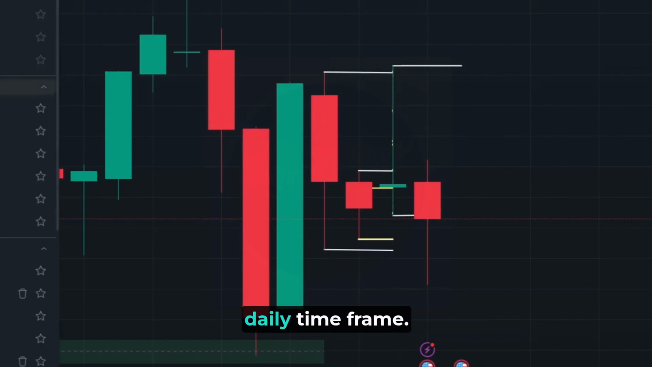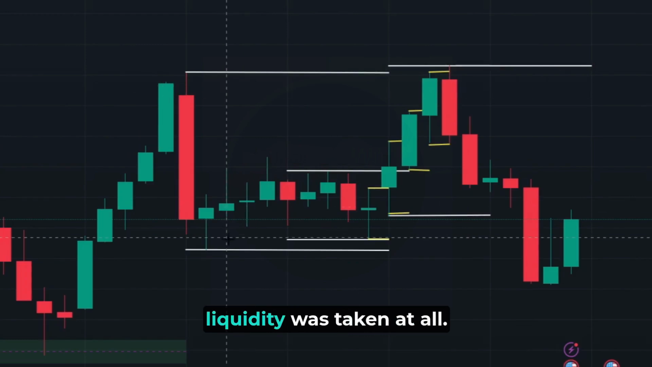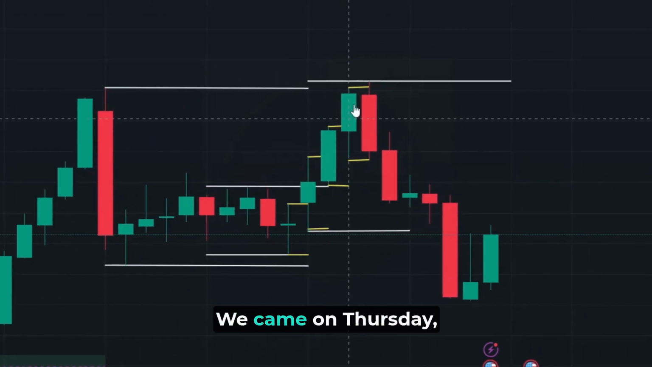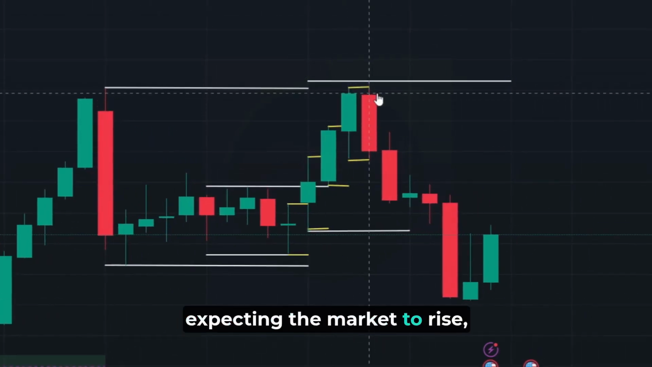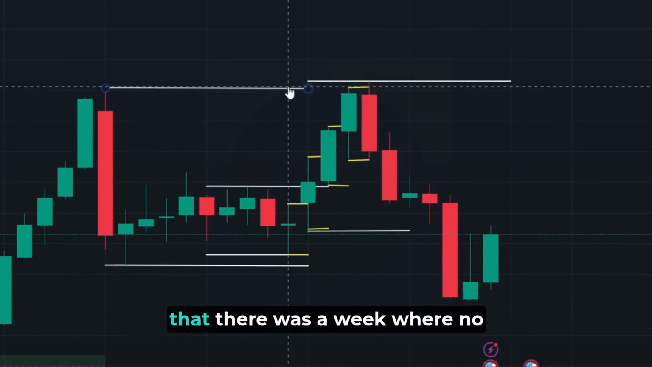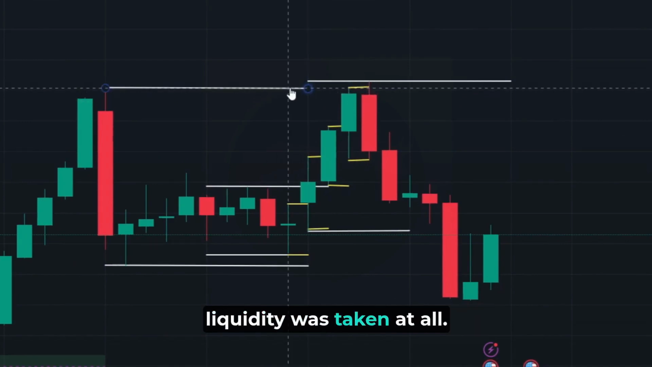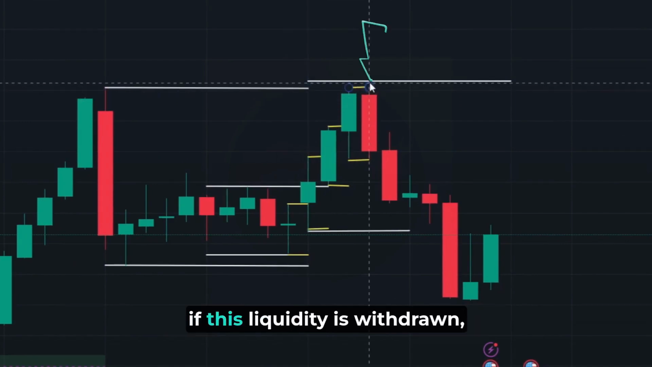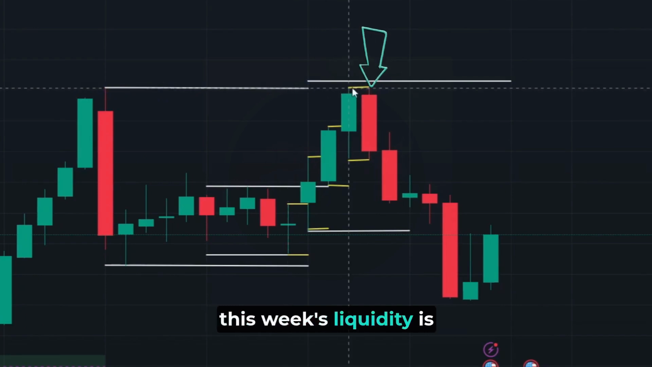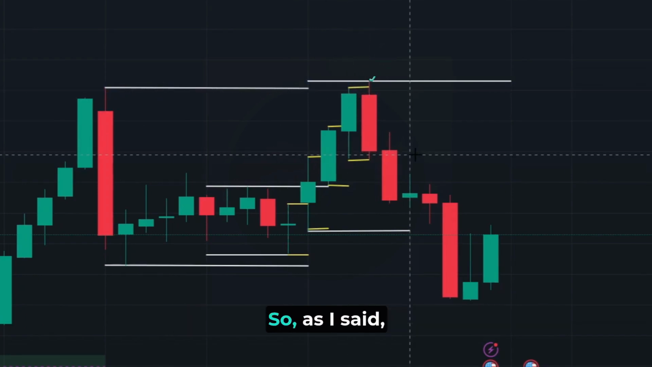Now we go back to the daily time frame. This is the week where no liquidity was taken at all. We came on Thursday expecting the market to rise, but we didn't focus on the fact that there was a week where no liquidity was taken at all. And on Thursday, this week's liquidity is withdrawn and the market falls. So as I said, you must analyze the chart intelligently.